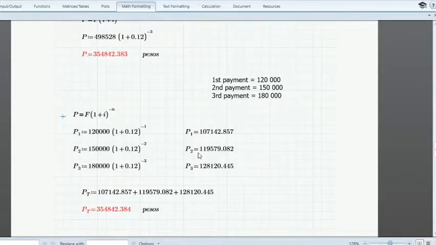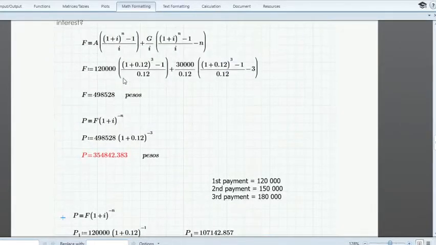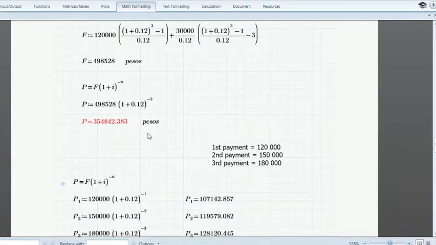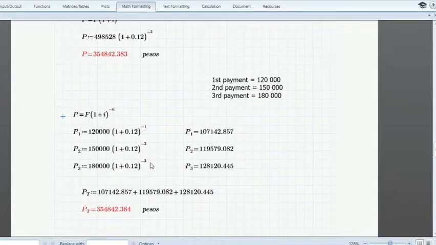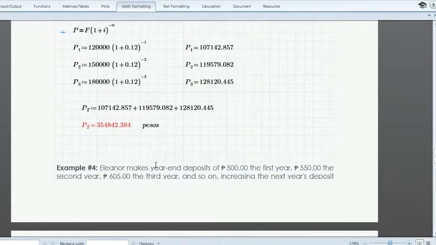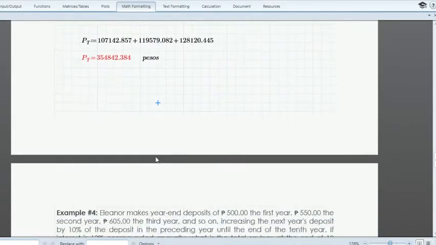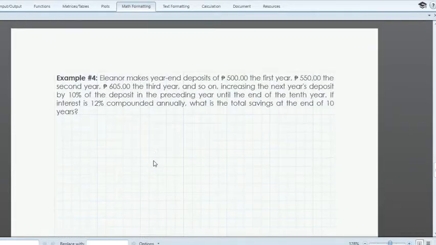What if you are given hanggang 100 payments? Di masyado nang madami yon, tama? Time-consuming siya. So, kung 100 payments na, edi dito ka na lang. Mas mabilis ma-solve. Okay? So, ito kapag konti lang yung payments mo. And for example number 4, we have this one.